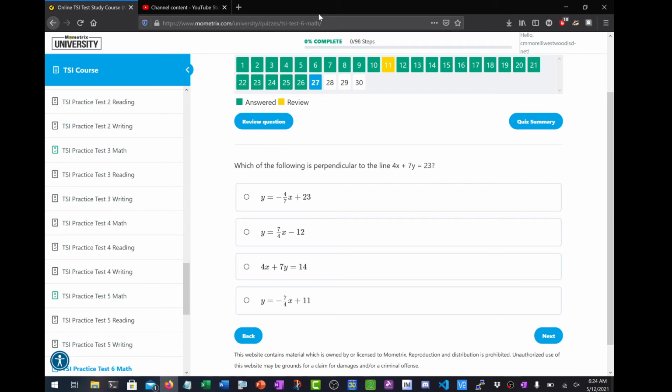And there's only one equation with 7/4 as the perpendicular slope. So it's got to be this one.